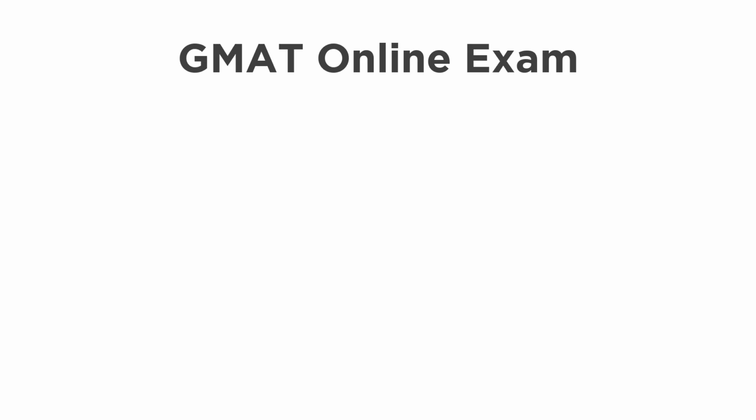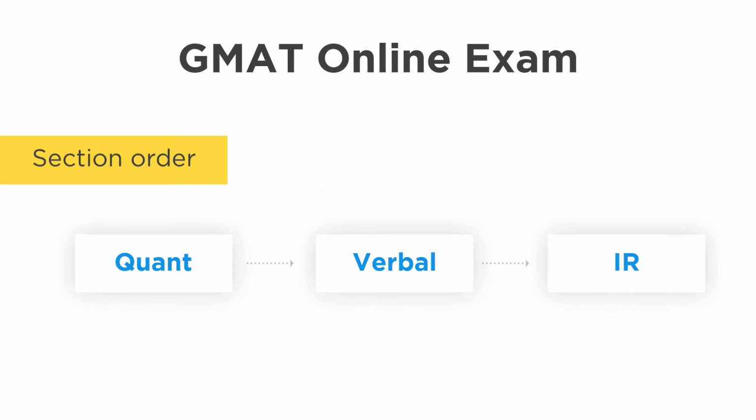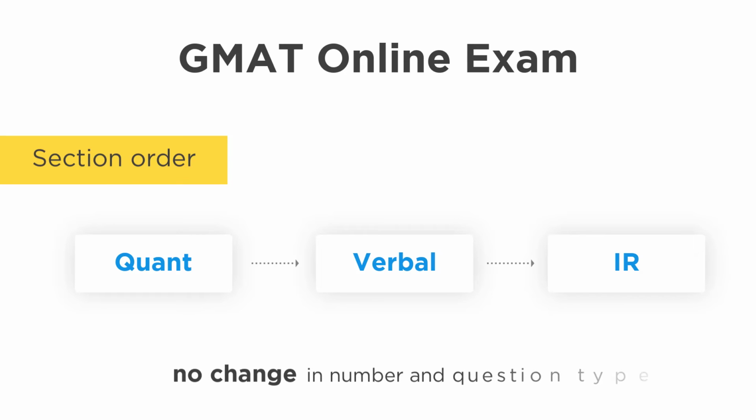One of the key differences between GMAT Online and in-center test format is that there is no AWA section for the GMAT Online exam. Also, the section order of the GMAT Online exam is fixed as follows. There is no change in the number and the type of questions.